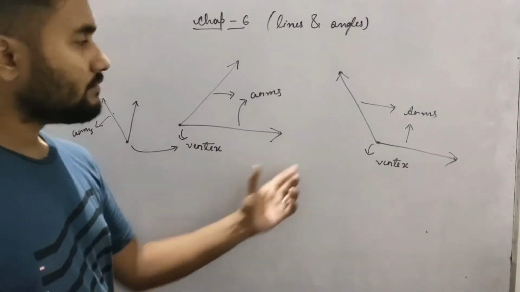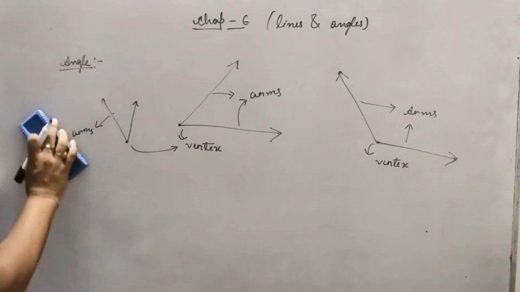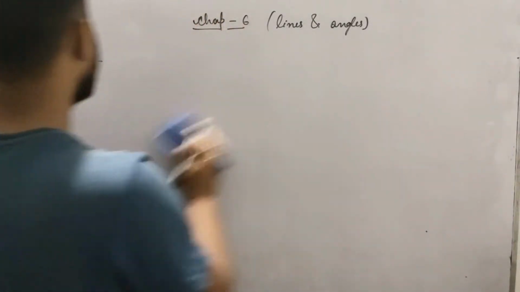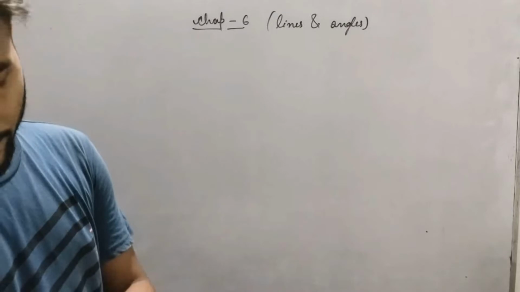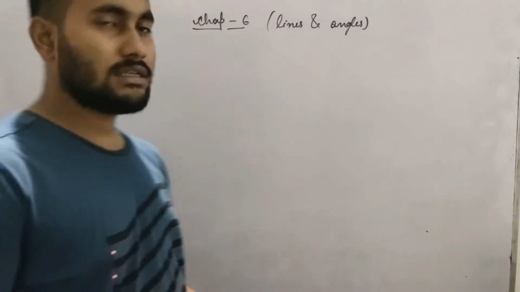So understood what is an angle? This is the vertex, this is the arm. Now let us see the types of angles. You know the types of angles, but again let us discuss what are the types of angles, how many types of angles there are, and what we're going to discuss in the chapter.